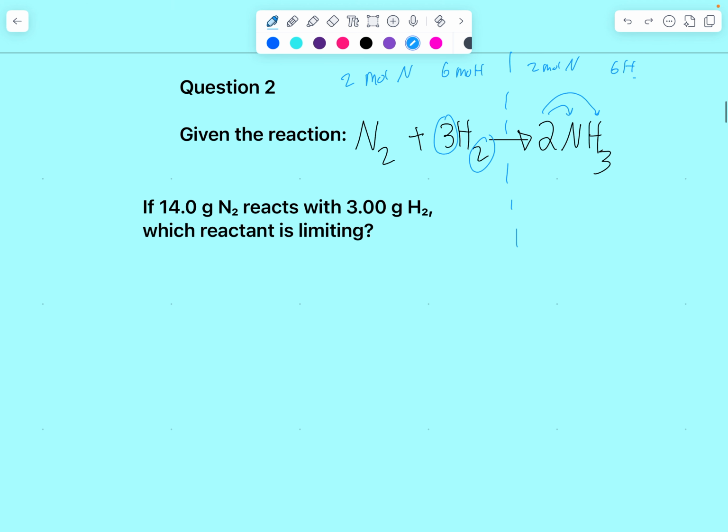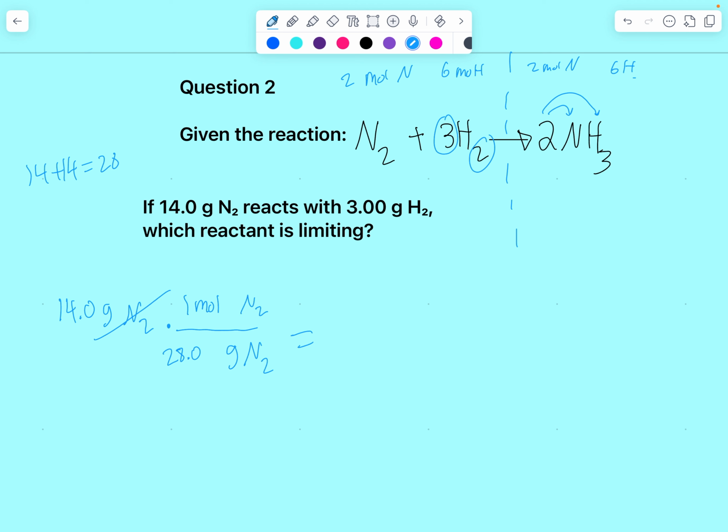Okay. So let's start with the nitrogen. We have 14.0 grams of N2. You'll look at your periodic table and you'll know this, each nitrogen has 14 grams. So N2 is 14 plus 14, which is 28, okay? So I have 28.0 grams of N2 for every 1 mole of N2, all right?